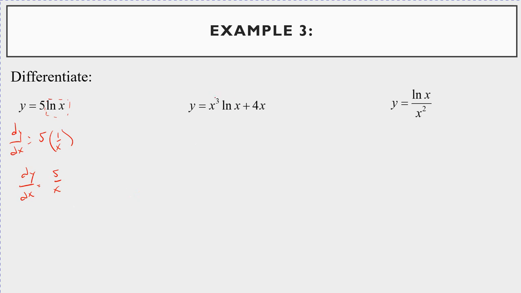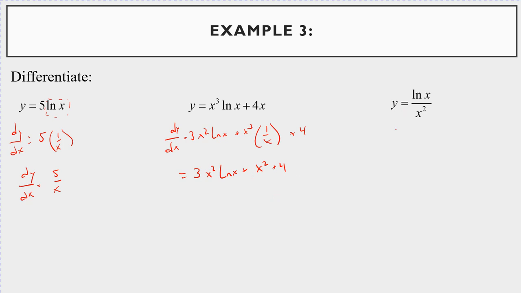Over here you're going to need to use the product rule. So dy/dx is equal to, take the derivative of x cubed, you get 3x squared, times the natural log of x, plus x cubed, and then the derivative of the natural log of x is just 1 over x, and then the derivative of 4x is plus 4. And then you can just clean this up. So it's 3x squared natural log of x, plus x cubed times 1 over x, plus 4.